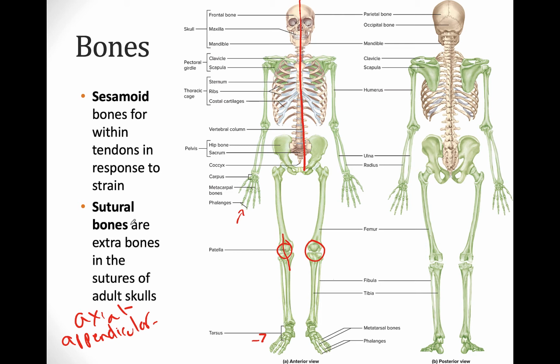And then sutural bones are typically teeny tiny bones that occur in the actual sutures of the skull. And these are extremely variable and they're very small. So you may have sutural bones, you may not. You may have some in one place, somebody else might have them in a different place. And so they don't have specific names, and we're not going to learn any specific sutural bones.